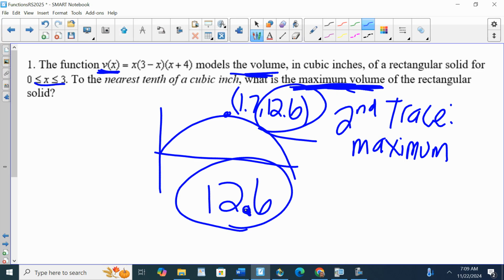I know this is risking being confusing here. Almost everything is x, x, x, x. Intervals are x. Intersect is x. But if they're asking you for a maximum or minimum value, in this case volume, it even says that v of x is the volume, that's your y.